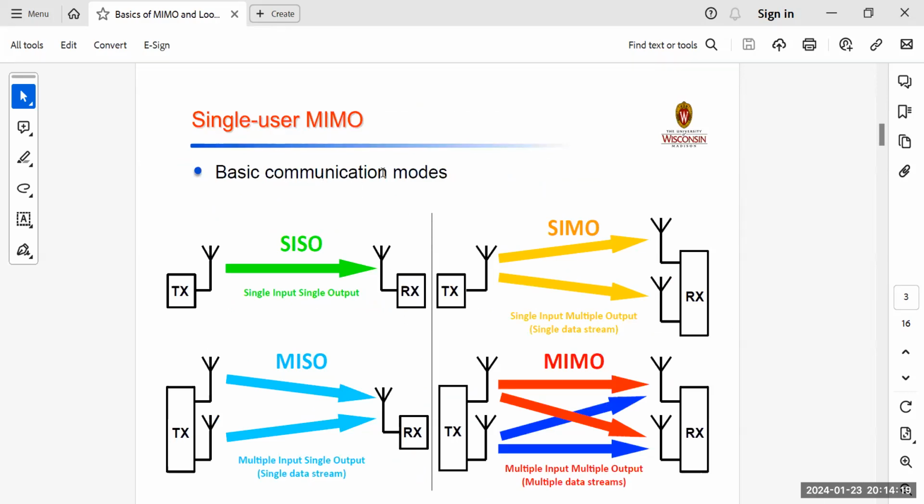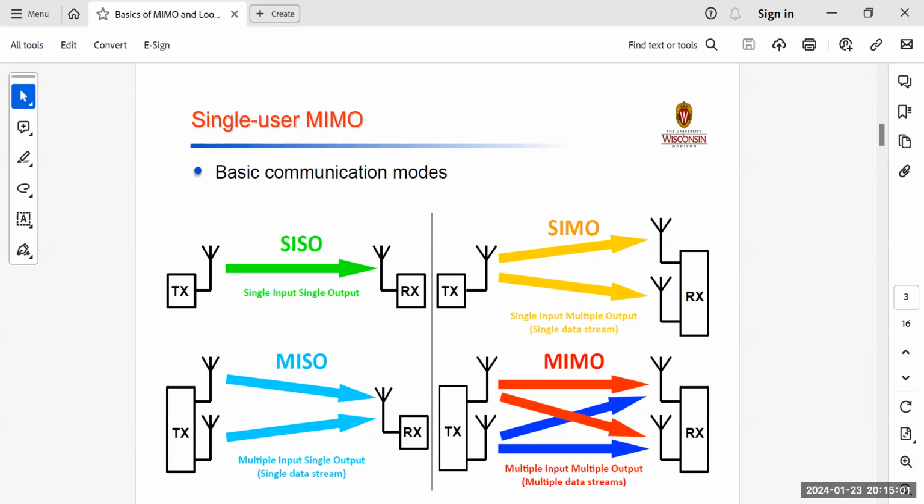Okay, so the basic communication modes of single user MIMO. First is SISO, the single input, single output. You have a single input and a single output, that is a SISO network. And then we have single input, multiple outputs, with multiple antennas on the receiver side, a SIMO. So this transmitter is transmitting to this antenna and this antenna at the same time. This is SIMO. And then we have MISO, where we have multiple antennas on the transmitter side and a single antenna on the receiver side.